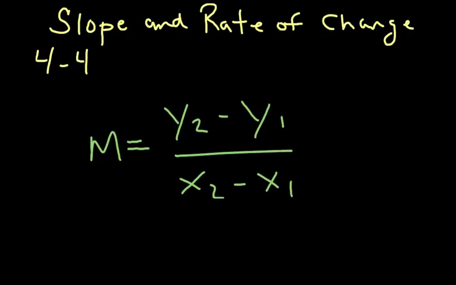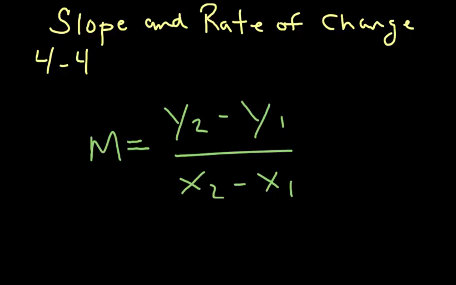Okay, slope and rate of change. This is 4-4. Slope and rate of change, which are really the same thing. Now, you're going to need the slope formula for this lesson. You're going to use it over and over. This is a formula I would suggest you memorize.